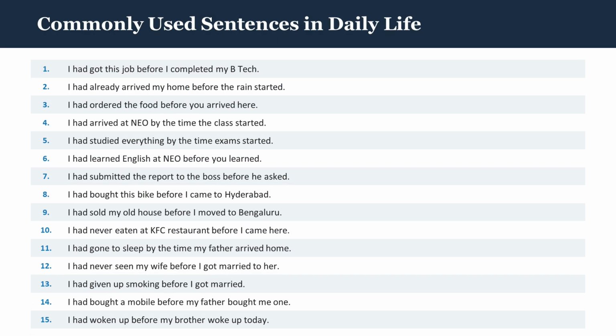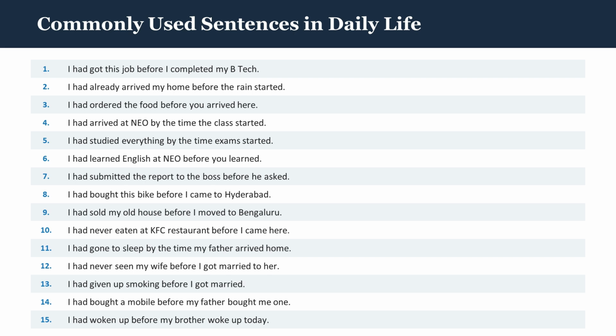Now let us look at some commonly used sentences in daily life. These are practical sentences that you can use in your everyday conversations. Number 1. I had got this job before I completed my B.Tech. Number 2. I had already arrived my home before the rain started. Number 3. I had ordered the food before you arrived here.